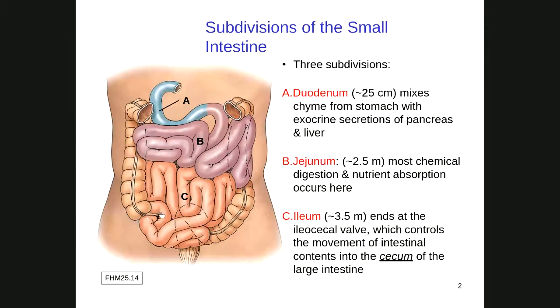So this ileum, which is 3.5 meters. You can see the duodenum is very short, 25 centimeters, while the jejunum is 2.5 meters and the ileum is 3.5 meters, and both the jejunum and ileum are the main sites of absorption. Okay, and these will push the food into the large intestine.